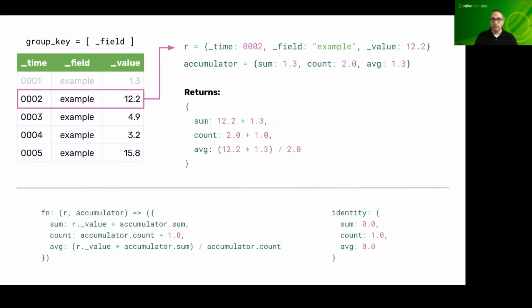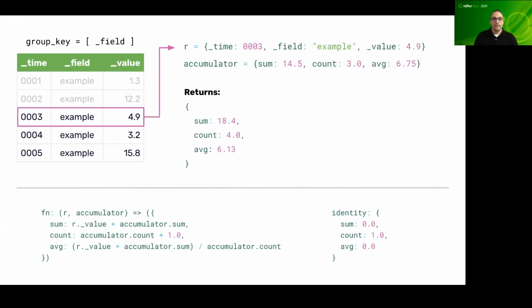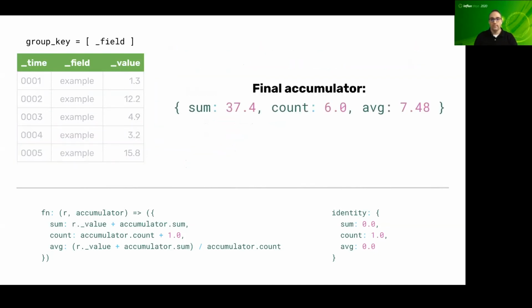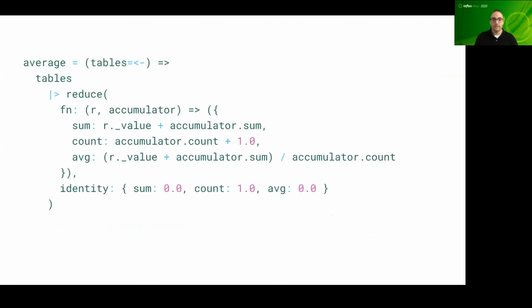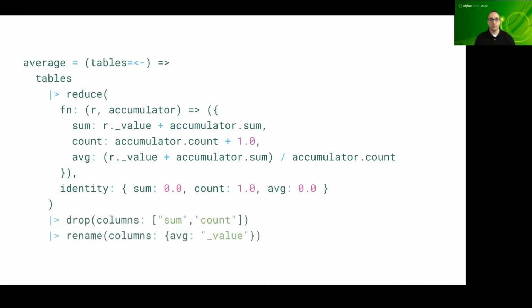We just go through each row, expand these values down, and ultimately, this is the final accumulator that gets output. When this gets parsed into a table, I have my field, my sum, my count, and my average. Now, I don't necessarily need the sum and the count in my output. So typically what I'll do in these cases is drop my sum and count columns because I no longer need them. And then I'll change my average column to be the underscore value column, since that's what InfluxDB and Flux recognizes as the value of a field.